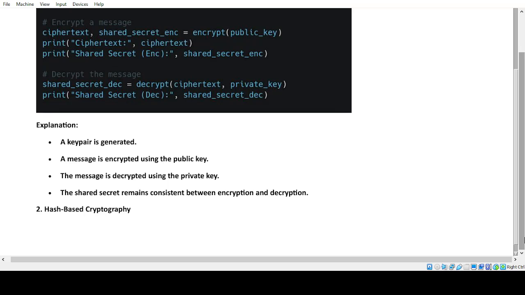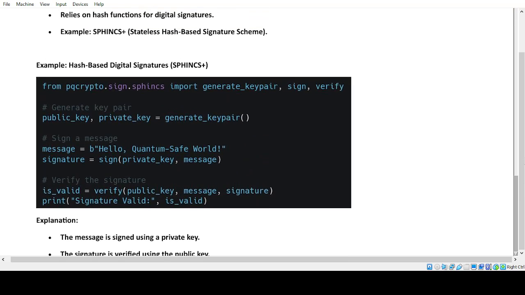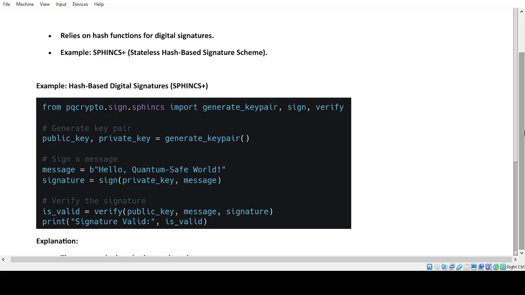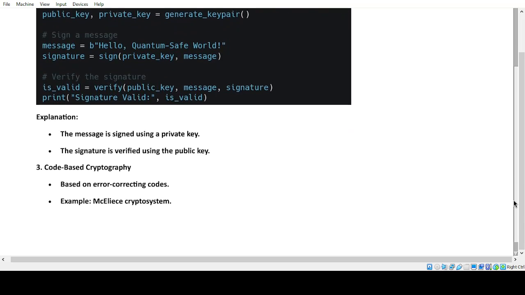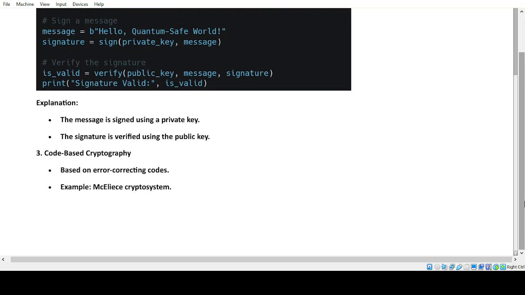2. Hash-based cryptography. Relies on hash functions for digital signatures. Example: SPHINCS+, a stateless hash-based signature scheme. Example: hash-based digital signatures, SPHINCS+. Explanation: the message is signed using a private key. The signature is verified using the public key.